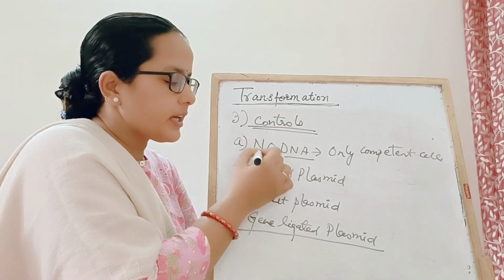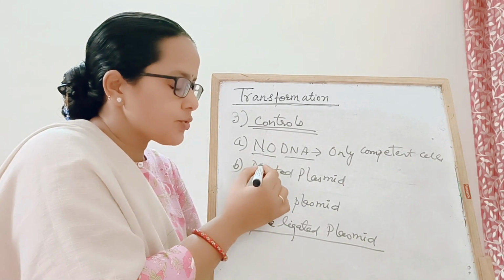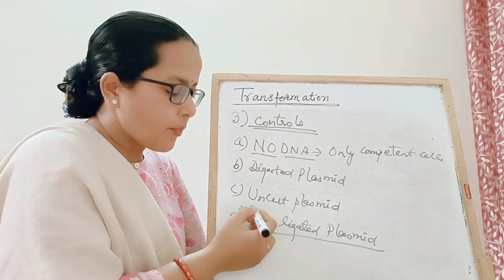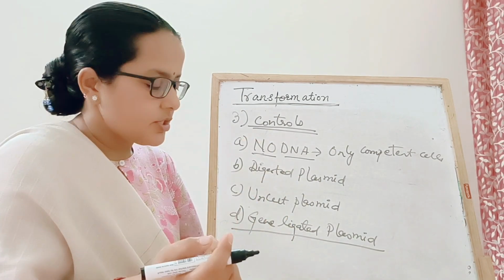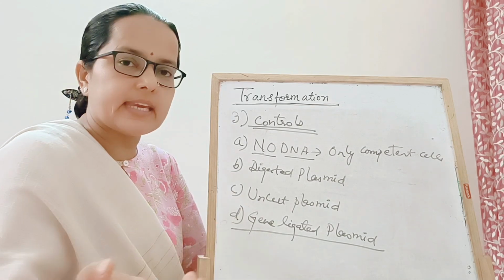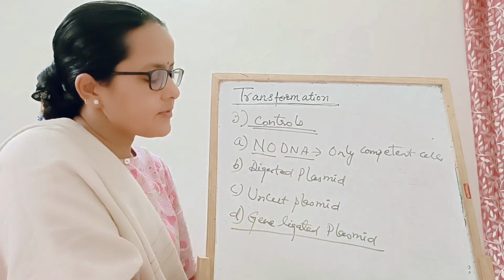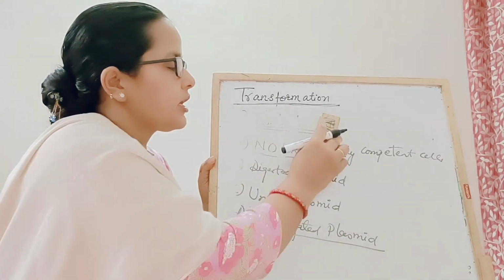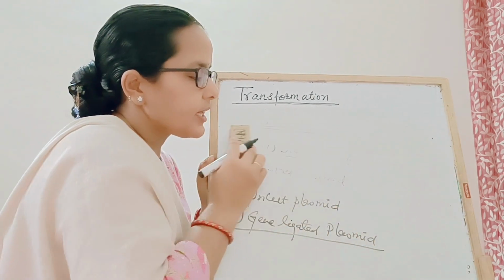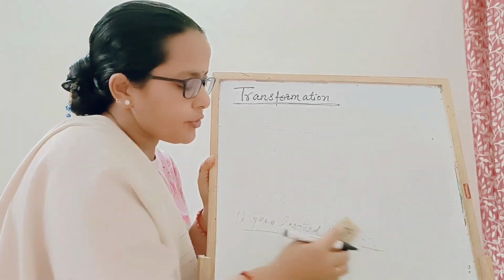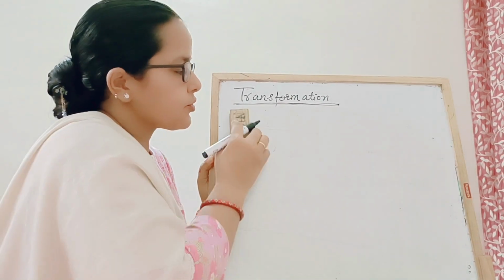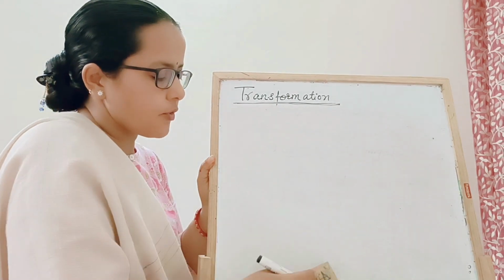This is your negative control, this is just to check the digestion, this is your positive control, and this is your gene of interest which is ligated in the plasmid. So all these four conditions you should have in your hand. So the plasmid is ready, competent cells are ready, now you have to do transformation. So you have to start your transformation.